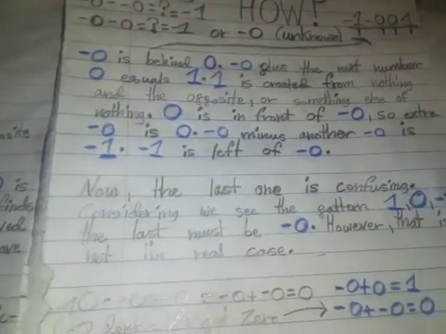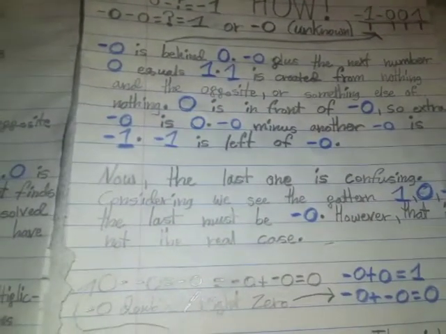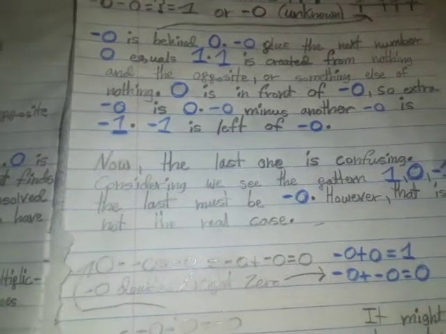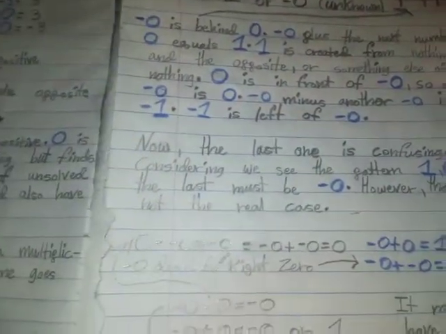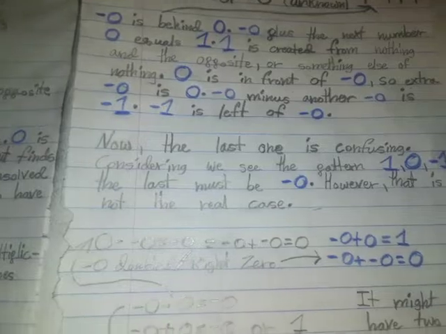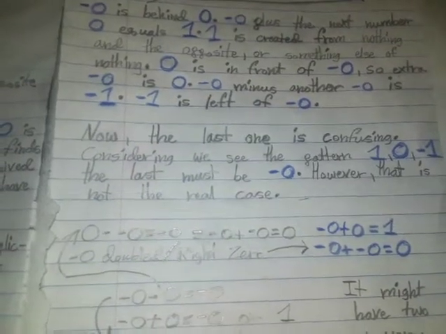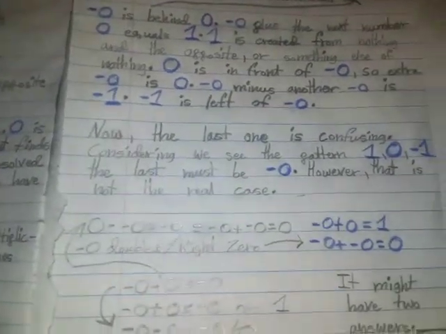So, before we get to that one, let me just explain a bit. Negative 0 is behind 0. Negative 0 plus the next number, 0, equals 1. 1 is created from nothing, and the opposite, or something else of nothing. 0 is in front of negative 0, such that negative 0 is 0. Negative 0 minus another negative 0 is negative 1. Negative 1 is left of negative 0. Now, the last one is confusing. Considering we see the pattern 1, 0, negative 1, the last one would obviously be this.